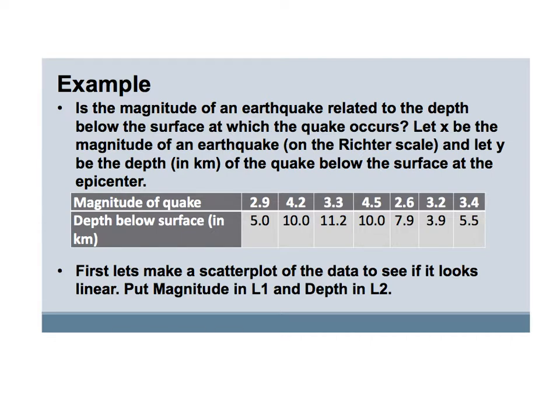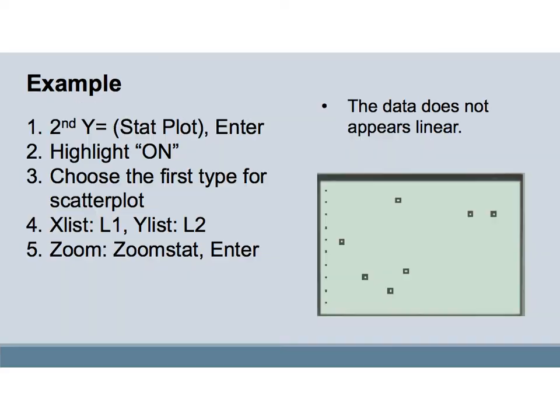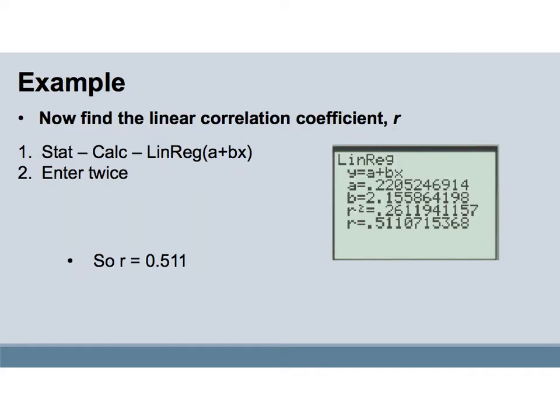So put that in the calculator, make a scatter plot. And again, probably all you'll have to do after you put the data in is ZoomStat. And I get that, which does not look linear at all. You might call that a weak positive, but more or less that doesn't look linear at all. Do my LinReg to get my R, and I get an R of 0.511.